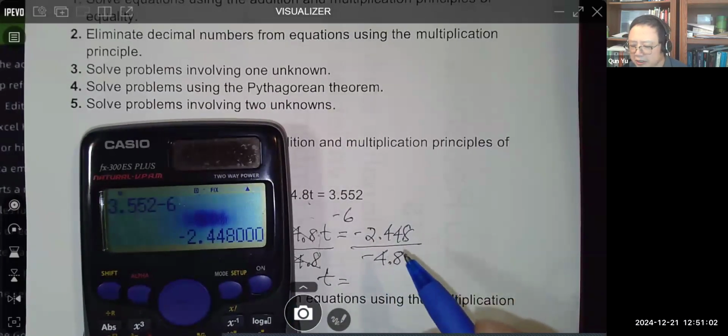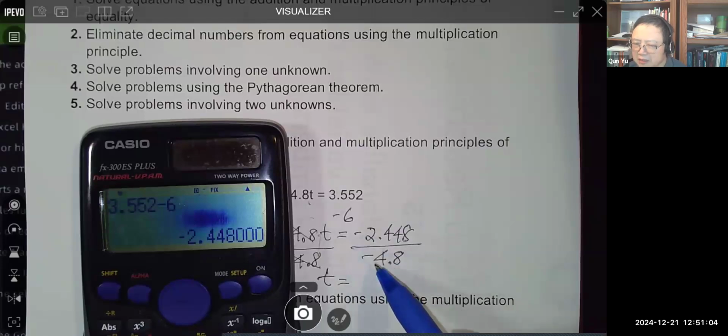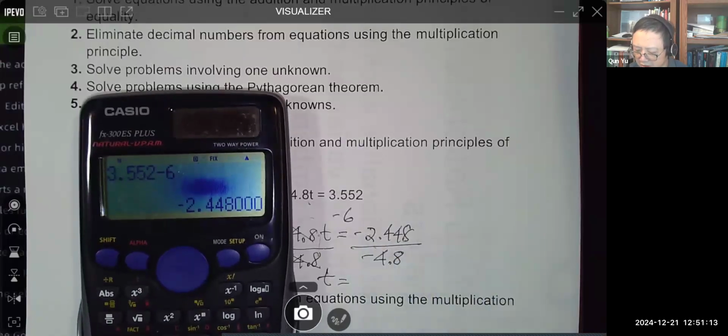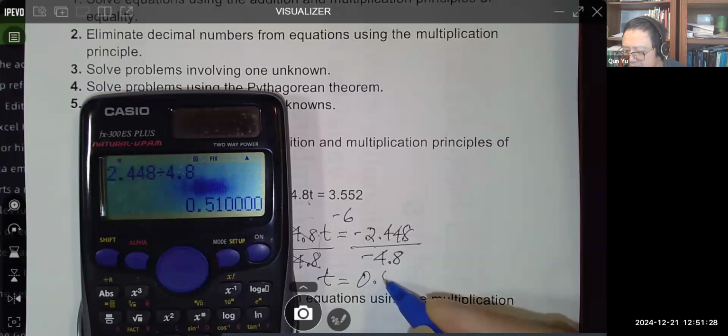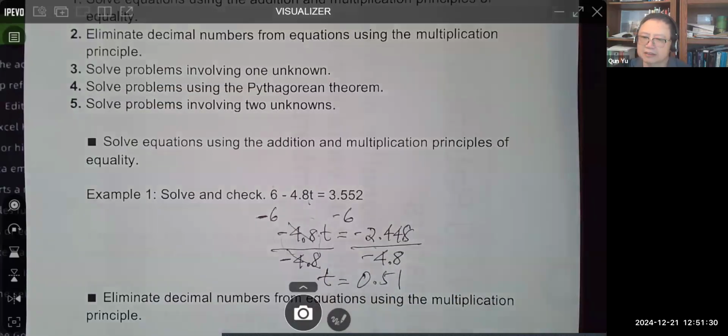When you use a calculator, you don't need to input negative signs because you already know that when you divide a negative number by another negative number, the result is positive. So we just input these two numbers, 2.448 divided by 4.8, because we already know the answer will be positive. So 0.51. And that's our final answer.